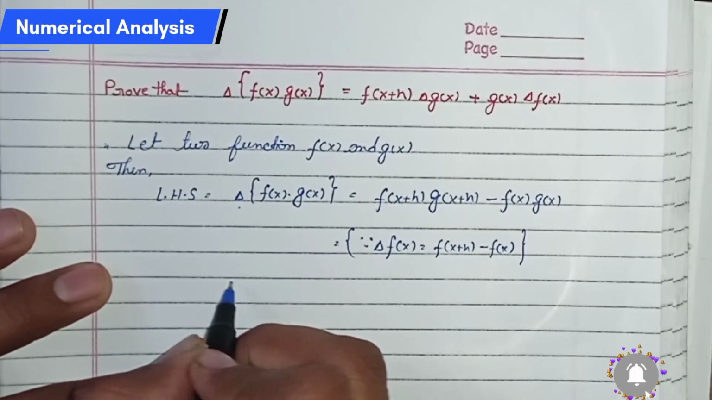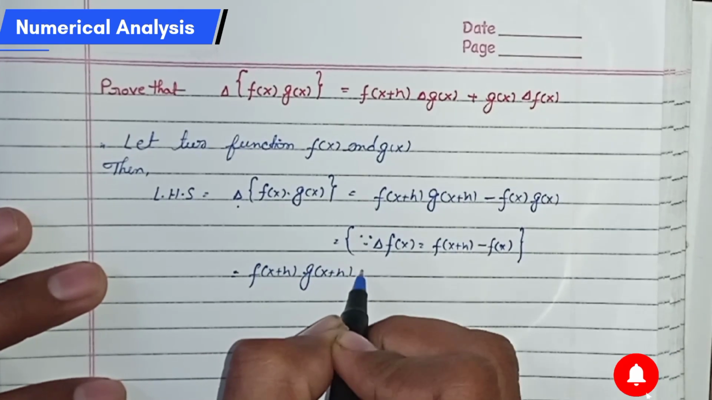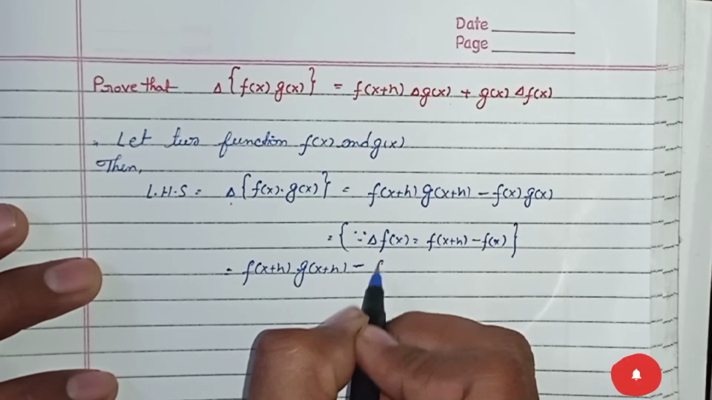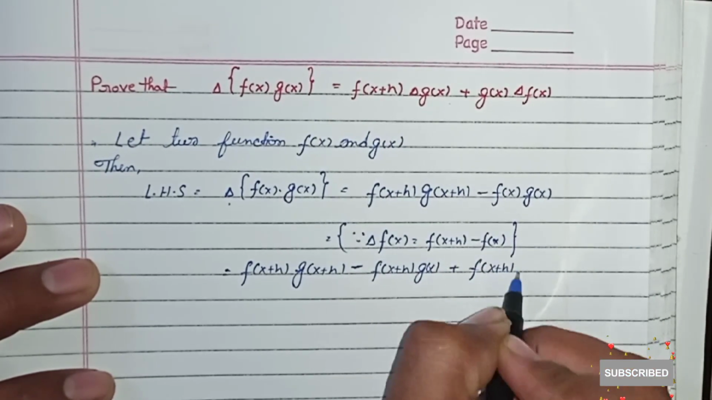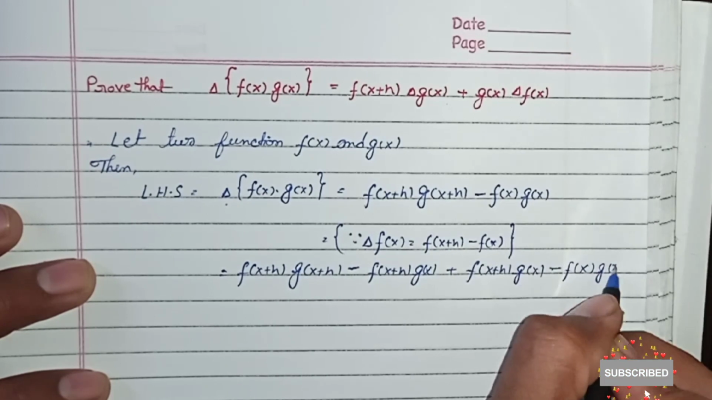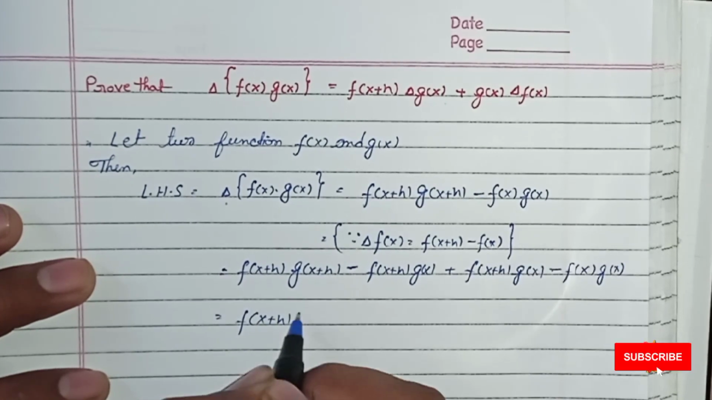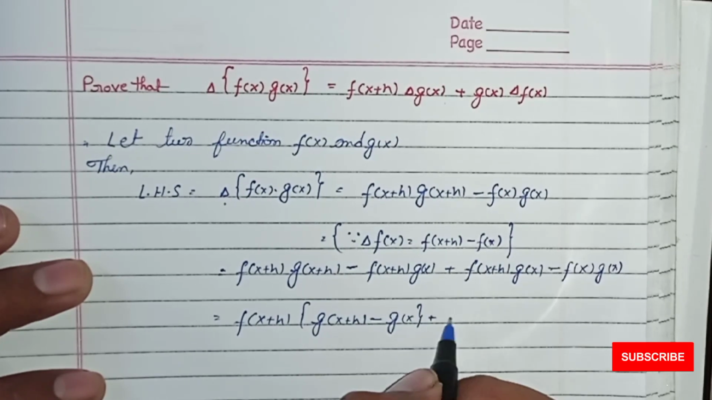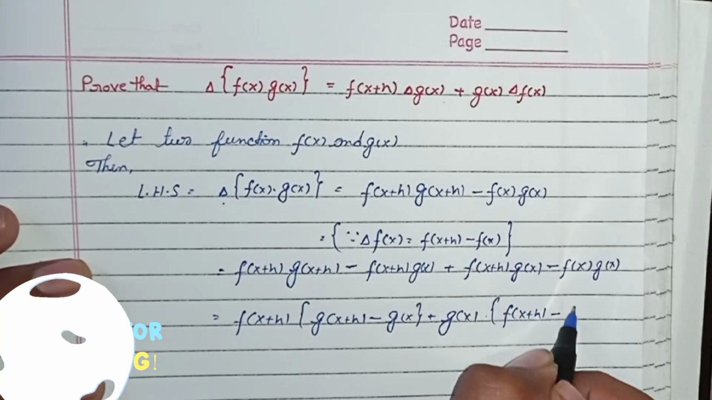So next what we do, we take f(x+h) into g(x+h), and for showing this we add and subtract f(x+h) into g(x), so we get f(x+h) into g(x+h) minus f(x+h) into g(x) plus f(x+h) into g(x), and this is minus f(x) g(x). Now we take common f(x+h) in bracket g(x+h) minus g(x), and this is g(x) in the bracket f(x+h) minus f(x).